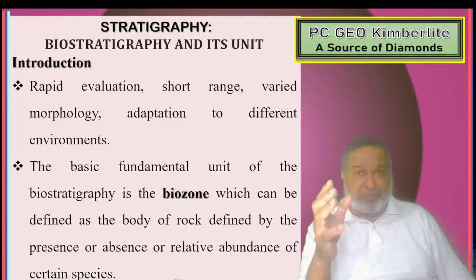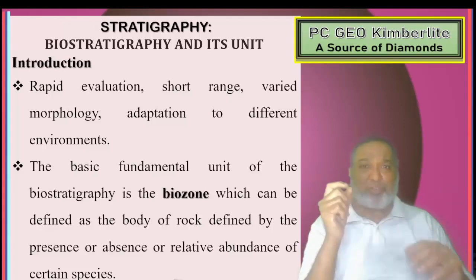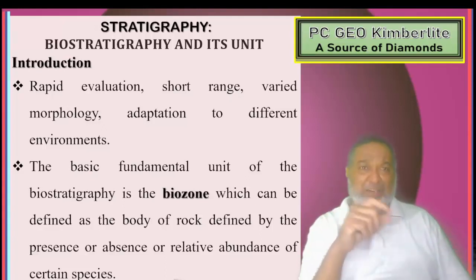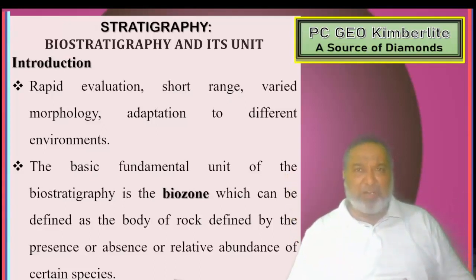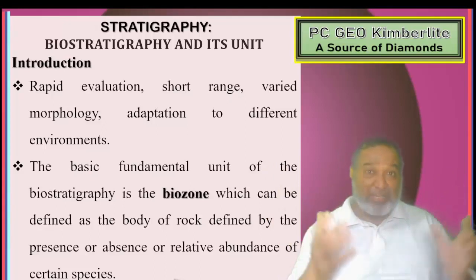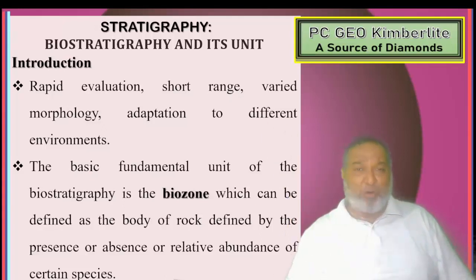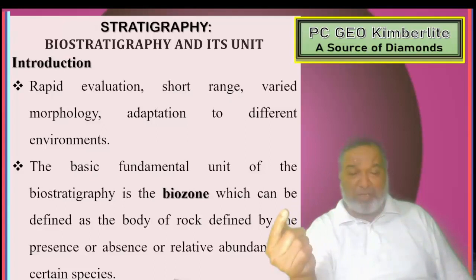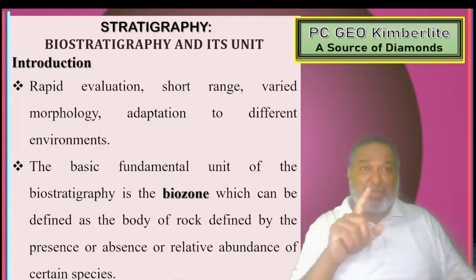Rapid evaluation, yes, that is a very important one. In this, what we are going to do is a rapid evaluation, short range: whatever the fossil is there, it has a short range, varied morphology, as per whatever the environmental condition is there, the morphology also changes. Then it has to adapt to the different environments, how it has gone through the various environments in the past geological history. So rapid evaluation, short range, varied morphology, adaptation to the different environment.